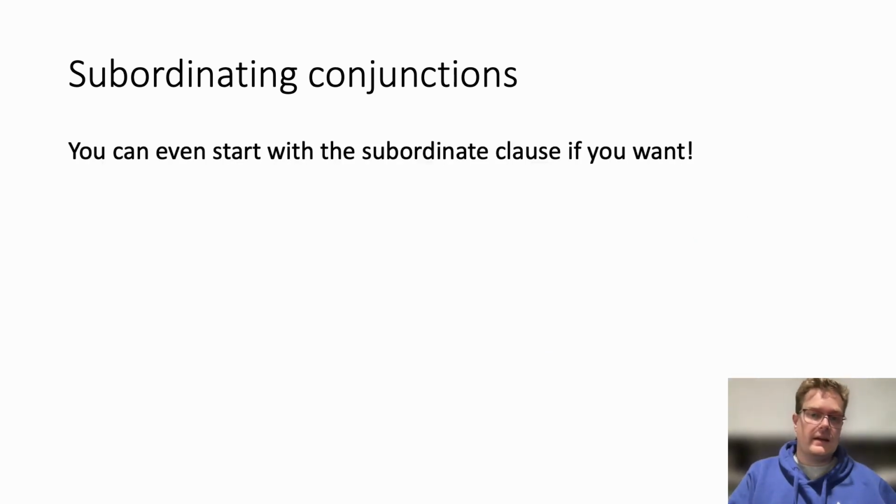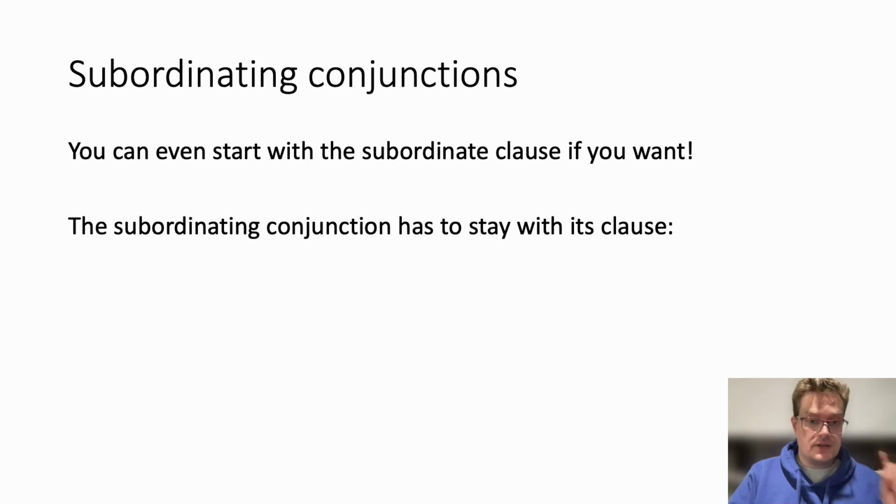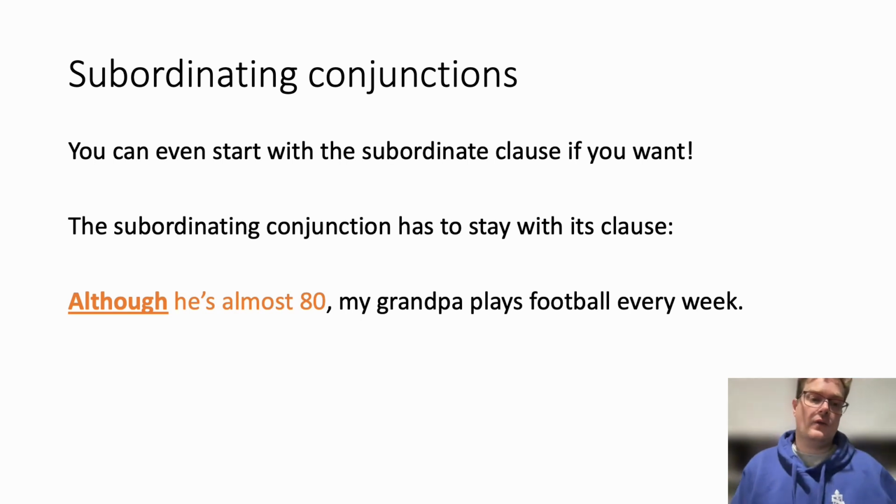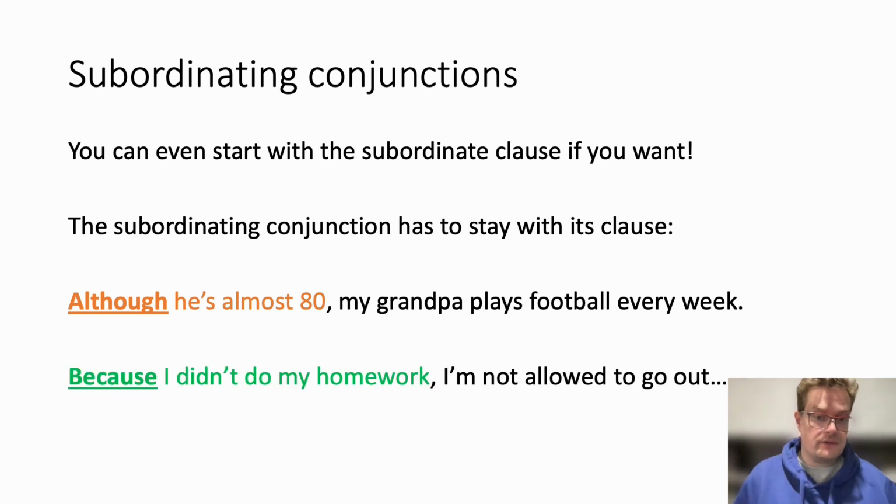Okay, now, in a sentence, you can even flip it and start with the subordinate clause if you want. However, if you do that, the conjunction has to stay at the start of that clause. We do this sometimes to emphasize something, like, although he's almost 80, my grandpa still plays football every week. So you're emphasizing the although he's almost 80 by putting it first, but the subordinating conjunction had to stay at the start. Same thing as, because I didn't do my homework, I'm not allowed to go out.